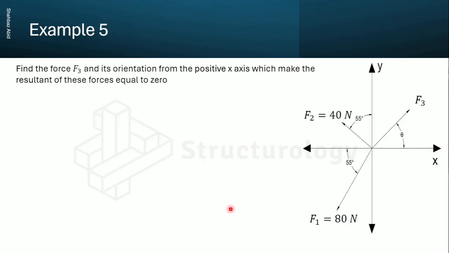Let's see example 5. Find the force F3 and its orientation from the positive x-axis, which makes the resultant of these forces equal to 0. So we have two forces acting here. One is F1, 80 newtons, and it's going to have an angle of 55 degrees from the negative x-axis, whereas F2 is 40 newtons and its angle is measured from the positive y-axis, which is 55 degrees. We need to find the F3 magnitude as well as its orientation, which is going to cancel out the resultant of these vectors.